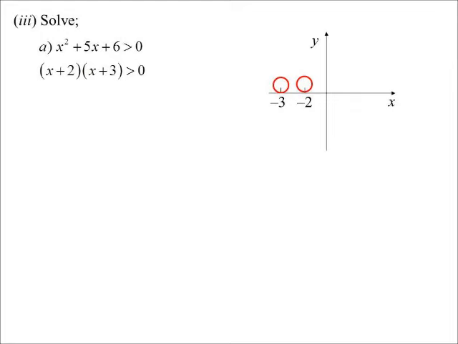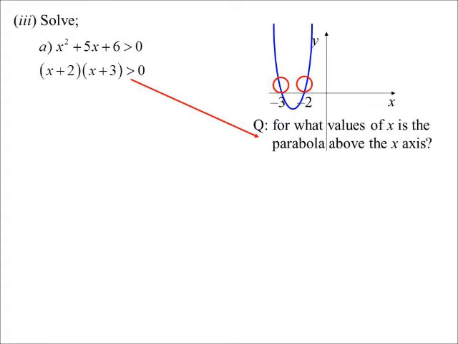To solve this, I don't need to worry about what the y-intercept is. I don't need to worry about where the vertex is. I don't need that information. So this one's concave up, and it goes through minus 3 and minus 2. It's a greater than, not a greater than or equal to. So I don't include minus 3 and minus 2. There's my happy parabola. So the question is, for what values of x is that parabola above the x-axis?